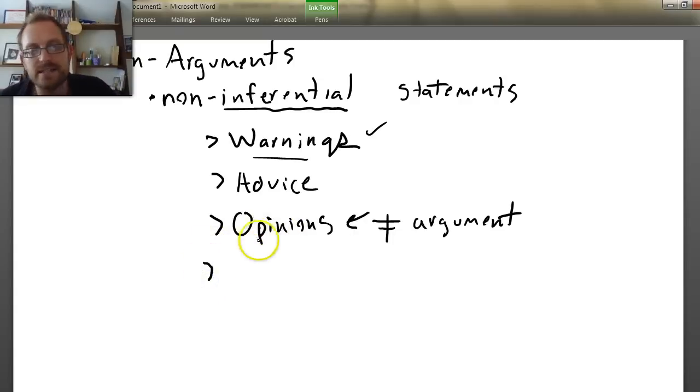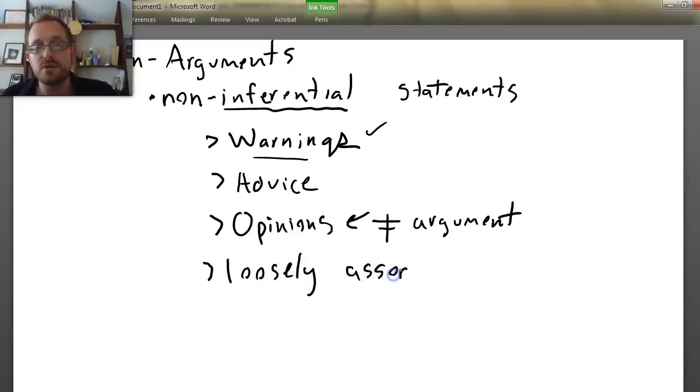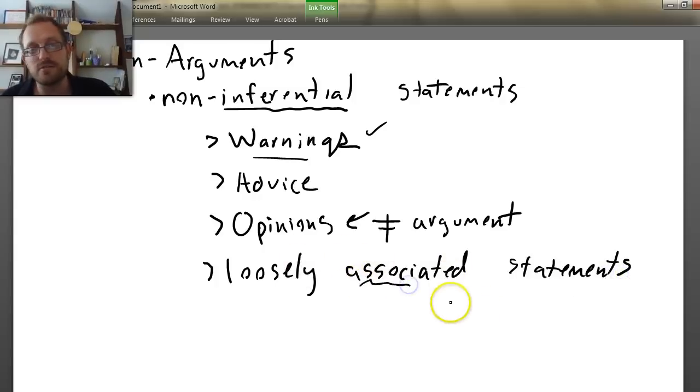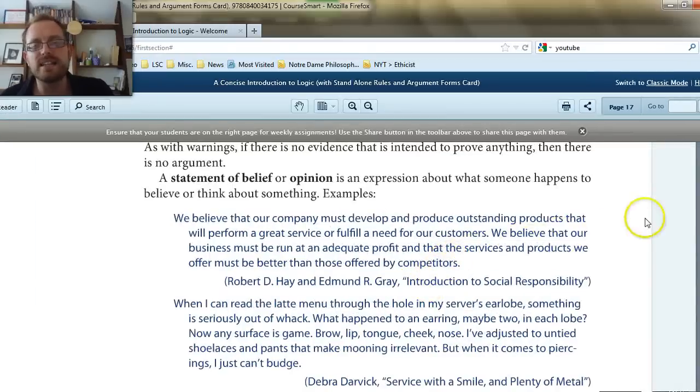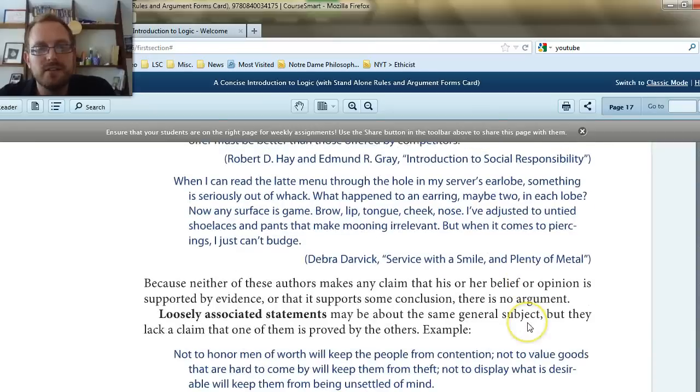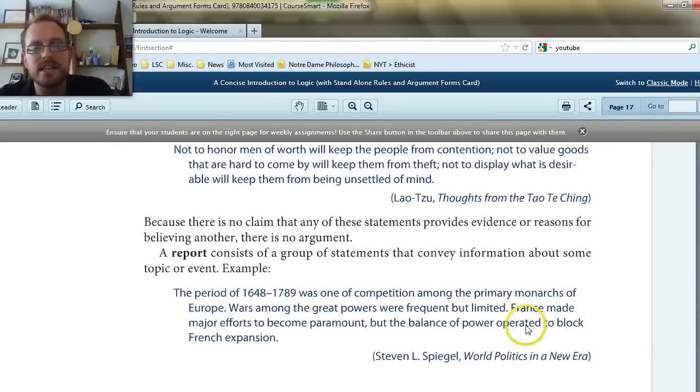Besides opinions, another form of non-inferential statements to watch out for are what we might call loosely associated statements. Now, you can have a series of statements that are sort of related, so they're associated together, but they are not related clearly in terms of there being an inferential connection. If we go back to the book, here's the example that Hurley gives. It's actually from Lao Tzu.